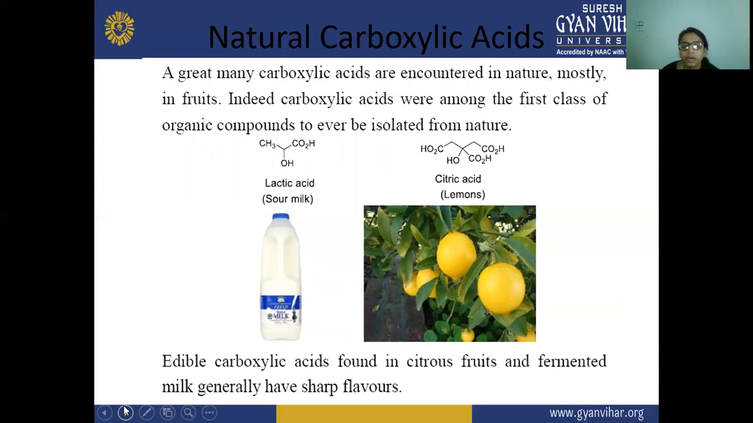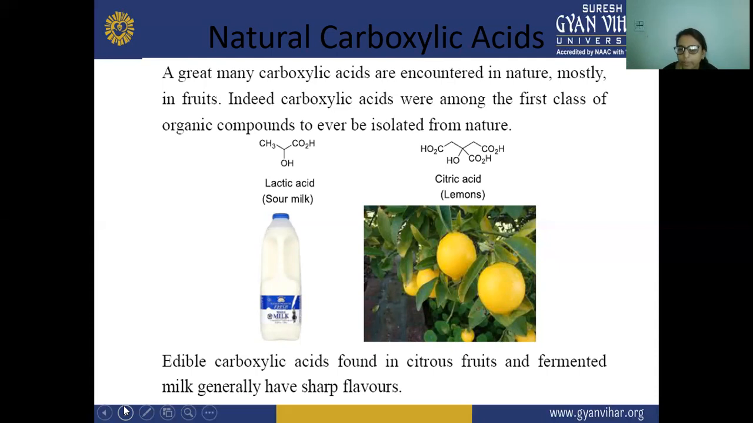So two carboxylic acids are known. The first is lactic acid, and its formula is CH3CH(OH)COOH. It is present in soy milk. Lactic acid is a type of carboxylic acid, and we can obtain and isolate it naturally from soy milk.